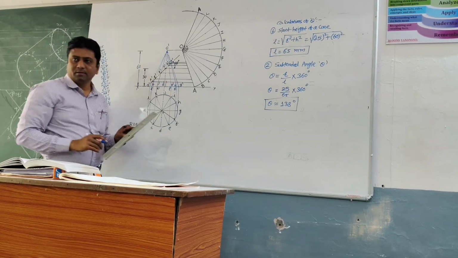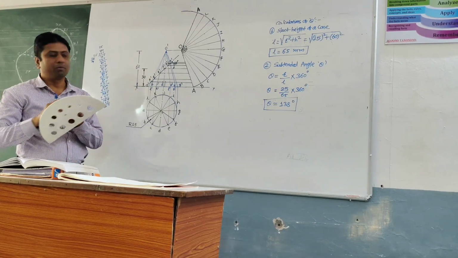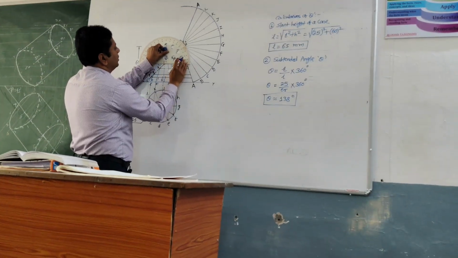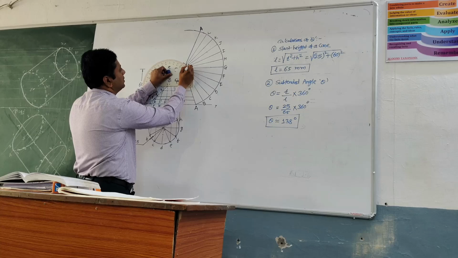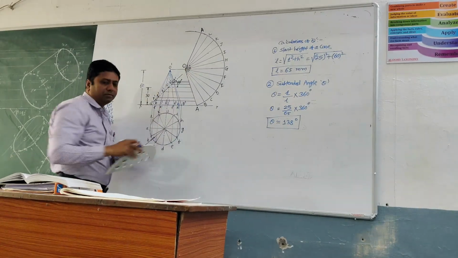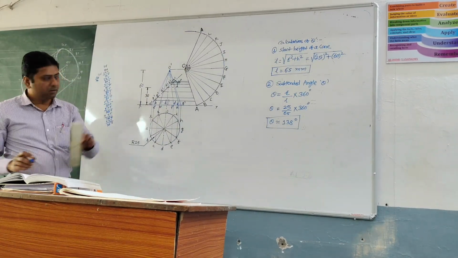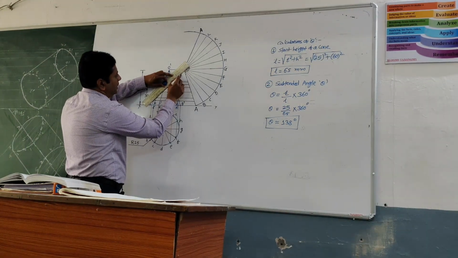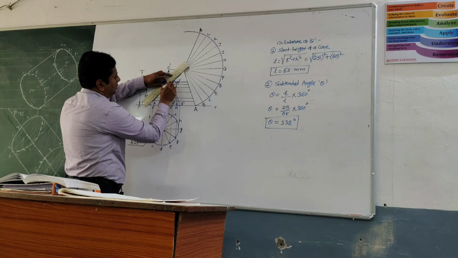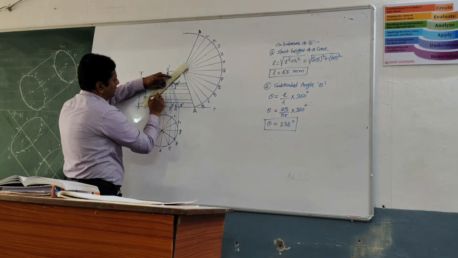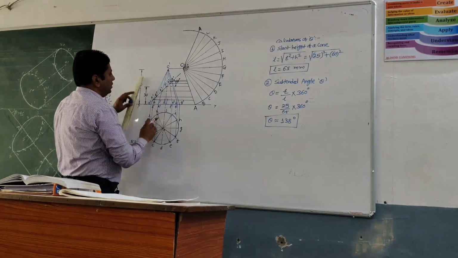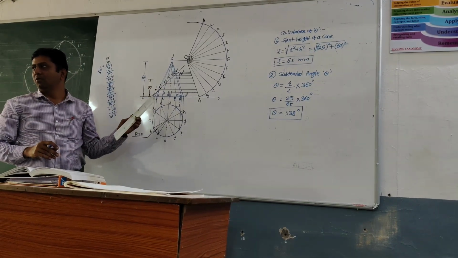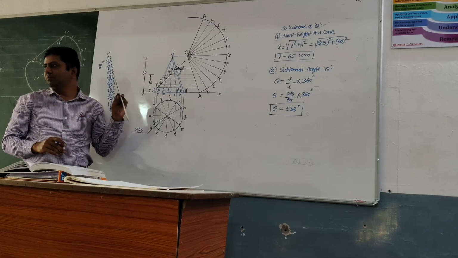Draw a small horizontal line. Then take the protractor, put it on the midpoint, and take an angle of 45 degrees. Then draw the section plane, which will cut the generators of the cone. This distance you have to show as 30 mm, so the examiner will know at what distance the section plane is passing.